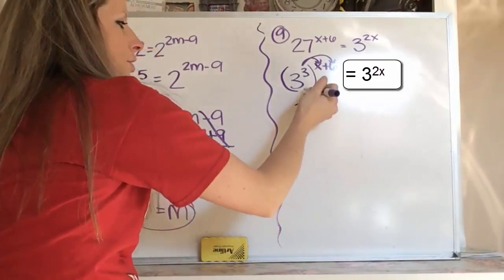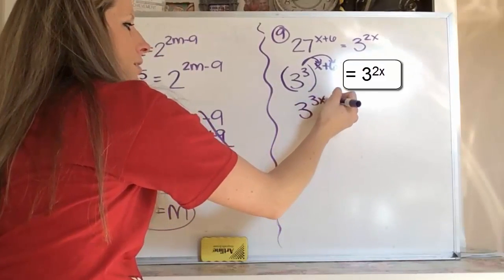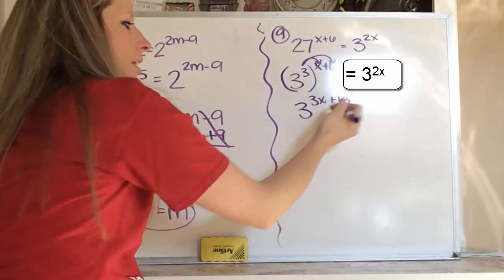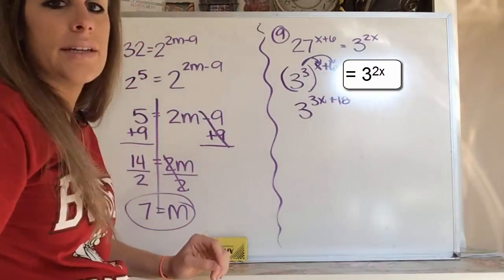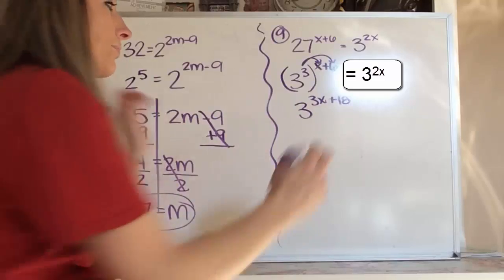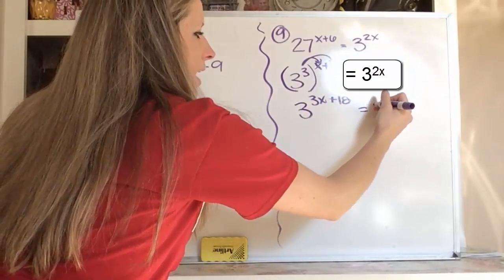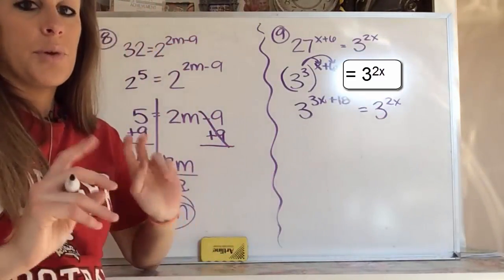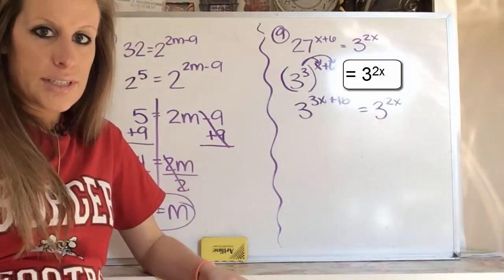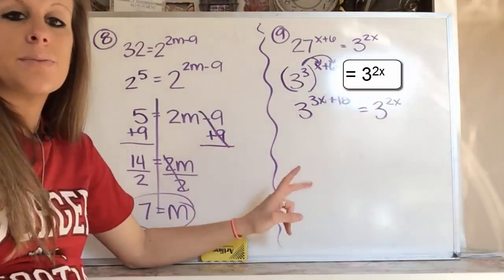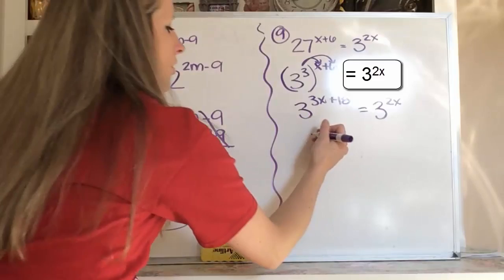So this is going to be 3 to the 3x, and then 3 times 6 is 18. So 3 to the 3x plus 18. You have to distribute that 3 to each term. On the right side, I have 3 to the 2x power. So now that both sides have the same base, they're both condensed, I can set the exponents equal to each other and solve.